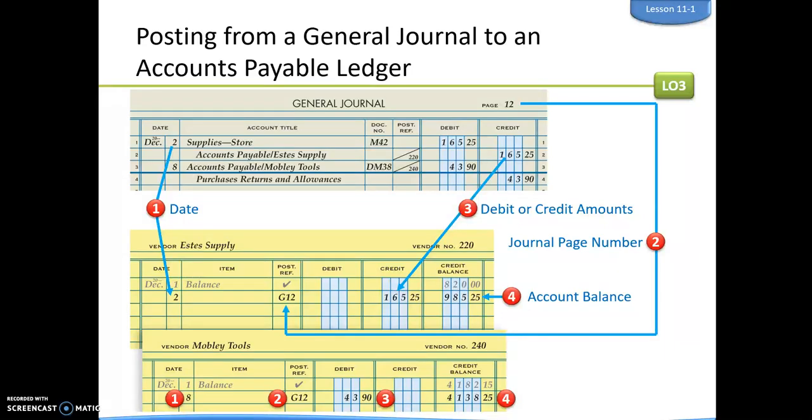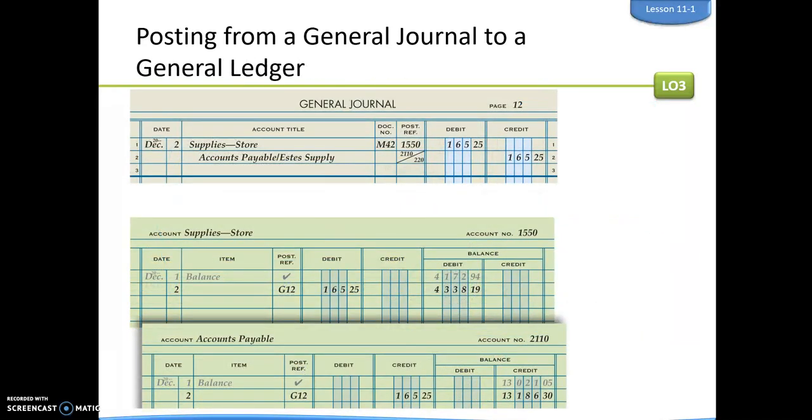In the instance of SD Supply, we have a credit balance with a credit. You would add those together, and then you have your new balance, and then you would take the vendor number 220 and put it on the right side of the diagonal line. For Mobley Tools, that one is a debit, so we have a credit balance and a debit. That would mean we would subtract, and then we would put our vendor number on the general journal.